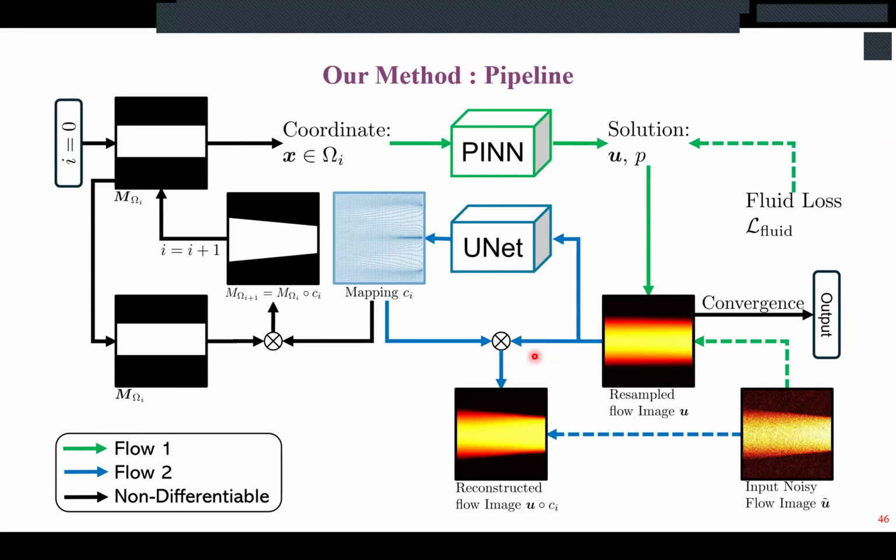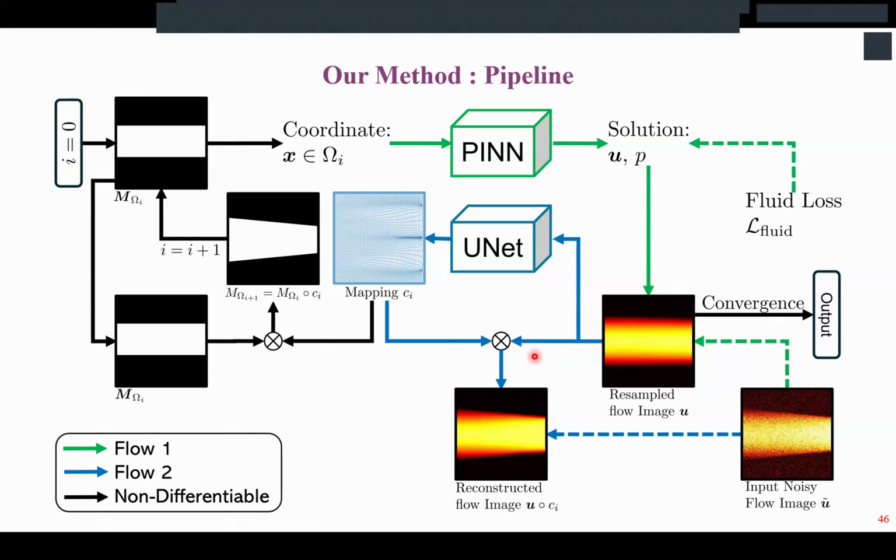So two clarifications. First, are you training the PINN and the UNet jointly, or how is the training being done here? No, I'm not trying to train them jointly. I don't try to train them simultaneously. I try to train them alternatively. So for training the PINN, I assume the mapping to be fixed. That means here I'm not trying to optimize for the UNet.